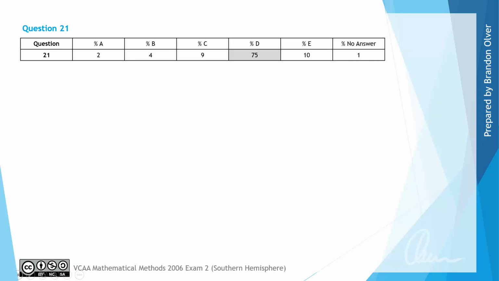From the examiner's report, we can see that 75% of students got this question correct. So it was a reasonably well done question on the exam.